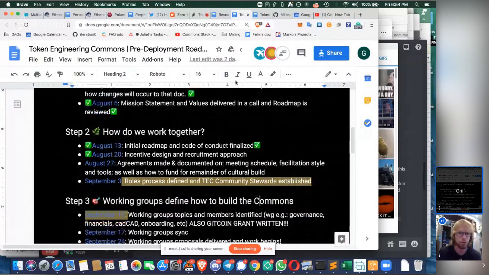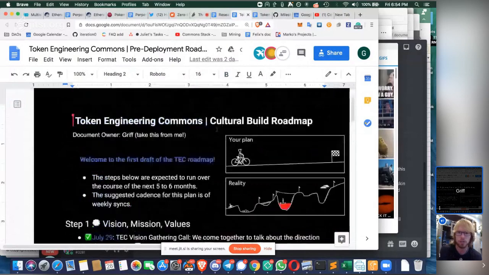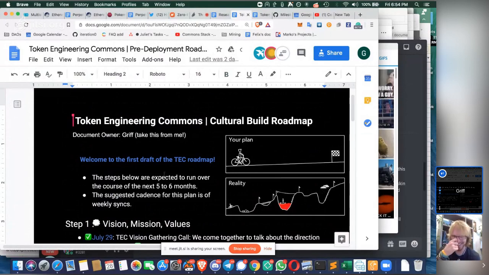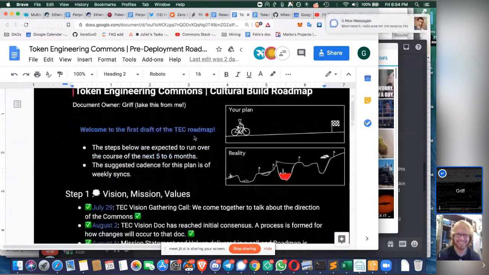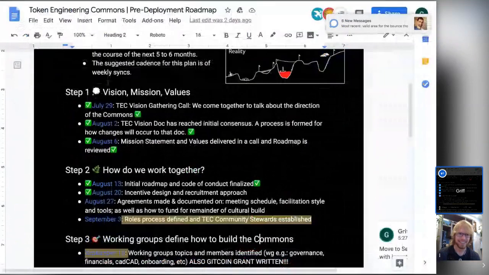So maybe Griff, you want to walk through a little bit what's been going on lately in the token engineering community? Yeah. I mean, things are really finally coming together. It's been great that we have a little roadmap, and this is always the plan, right? And reality usually is different. But we actually have been making a lot of progress and succeeding at the roadmap.